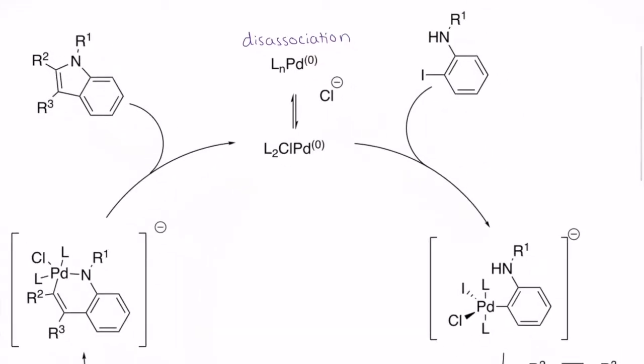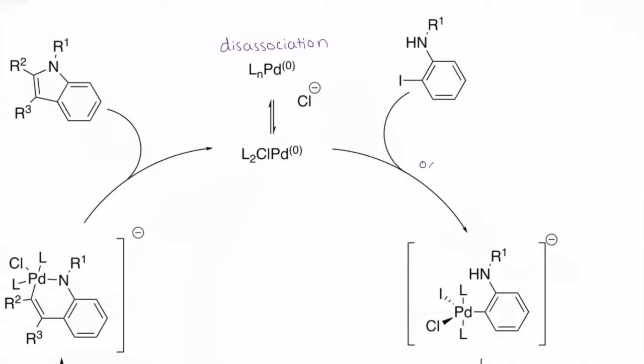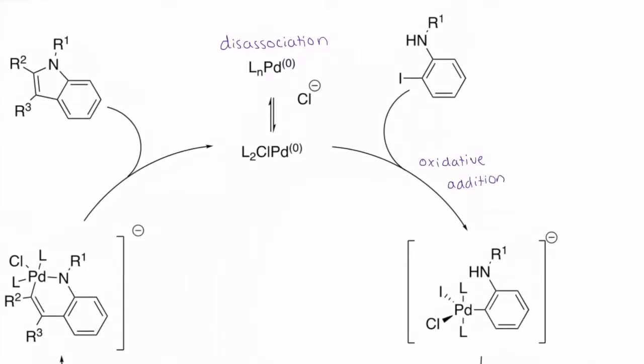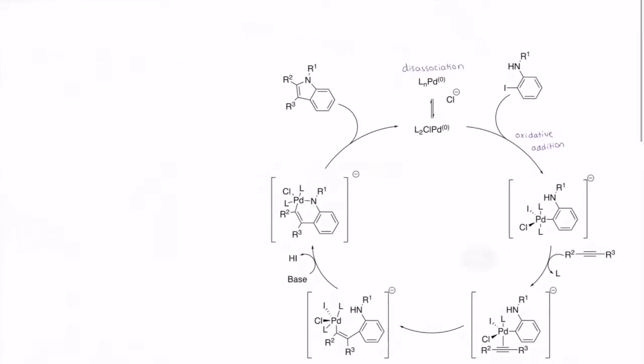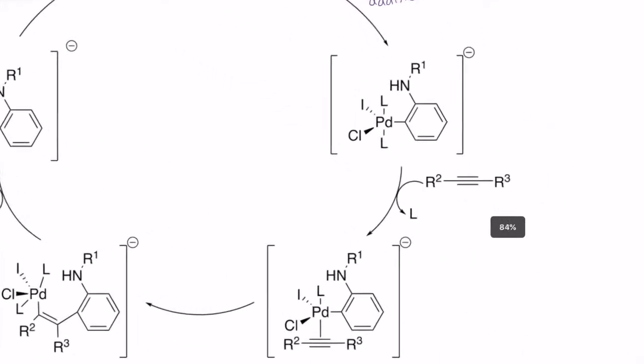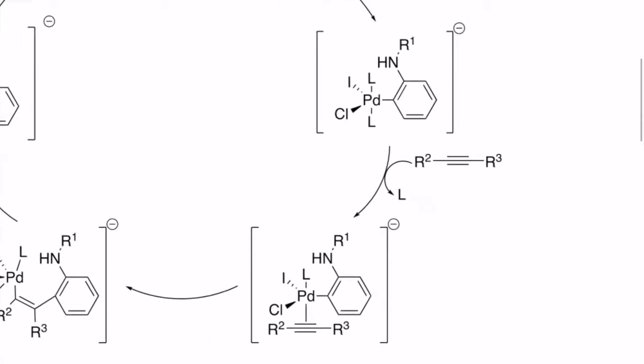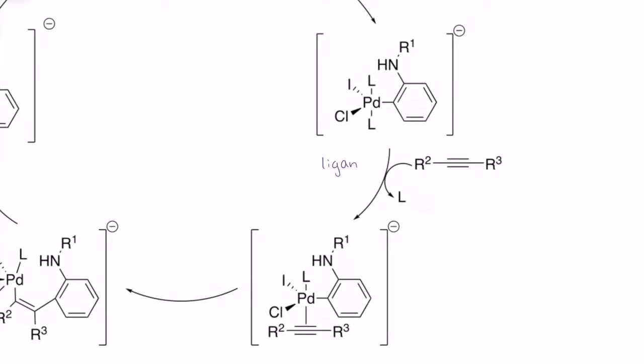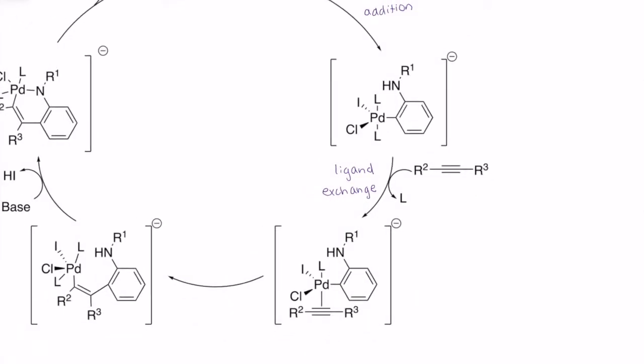Then, in the next step, we have an oxidative addition with ortho-iodoaniline to form this negative intermediate here, and we do see that all 4 intermediates in this reaction are negatively charged. With this intermediate, we have a ligand exchange between our disubstituted alkyne and one of the ligands that is attached to the palladium. This forms a bond between the palladium and the triple bond of the disubstituted alkyne.